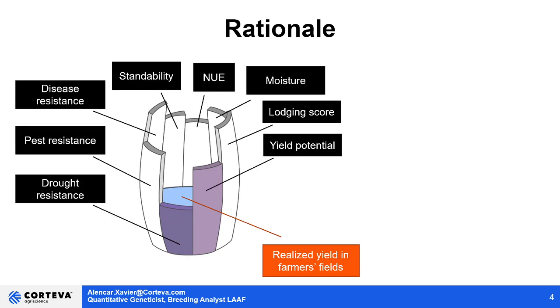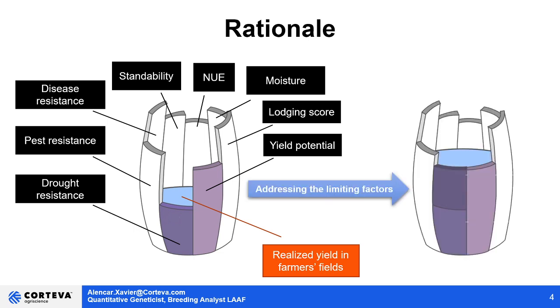Usually we think that those factors may include the yield potential, resistance to a given stress, the stability of the material, diseases, and pest resistance. And as we identify these problems in our germplasm or in the lines, we try to address them through breeding such that we might be able to increase the yield farmers get.